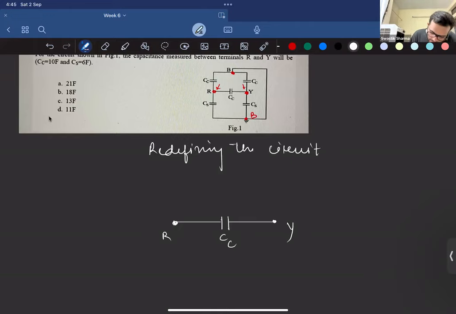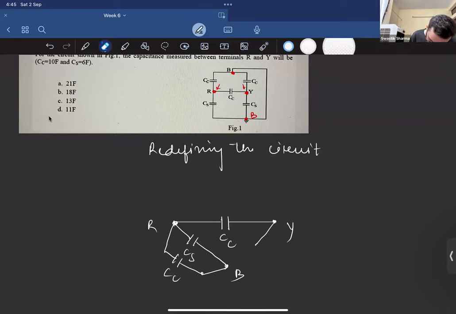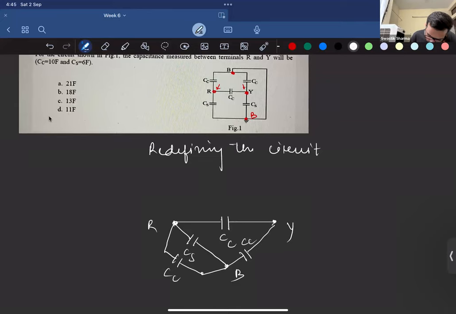So between R and B, there are two circuits, CS and CC, right? And between Y and B, there are two circuits, CC and CS. So can we draw the circuit like this, Renessa? Is it fine?